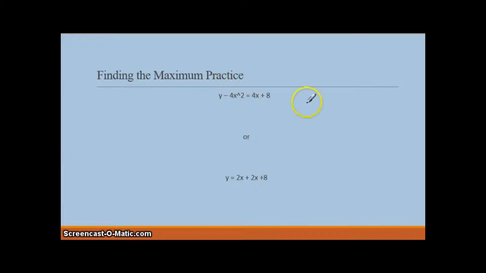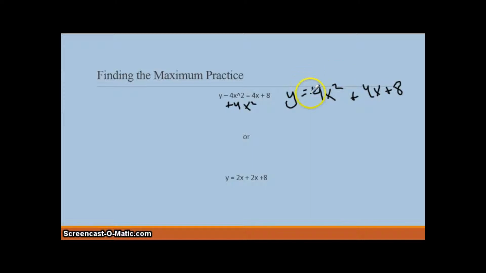Alright, now you're back. Now you're going to see that in this first equation, it is no longer in standard form. So it is y minus 4x squared, so we need to add 4x squared on both sides to make it equal. So your resulting equation will be y equals 4x squared plus 4x plus 8. Wow, it's really hard to write on this.